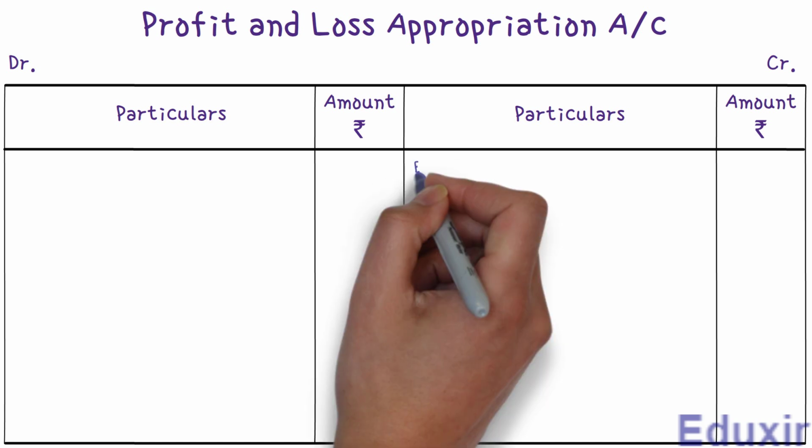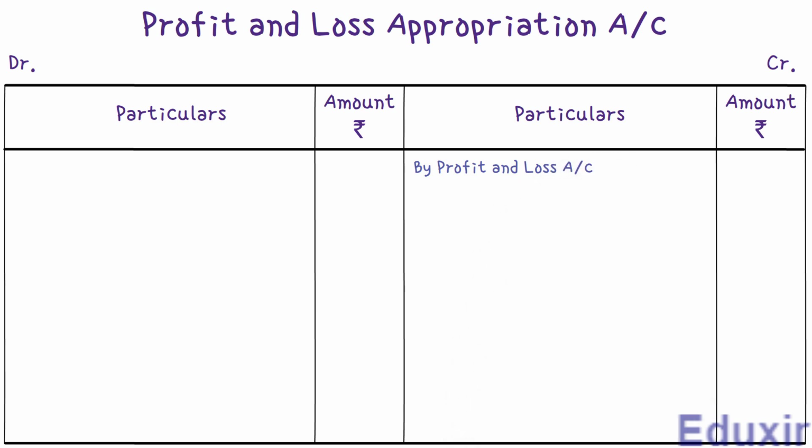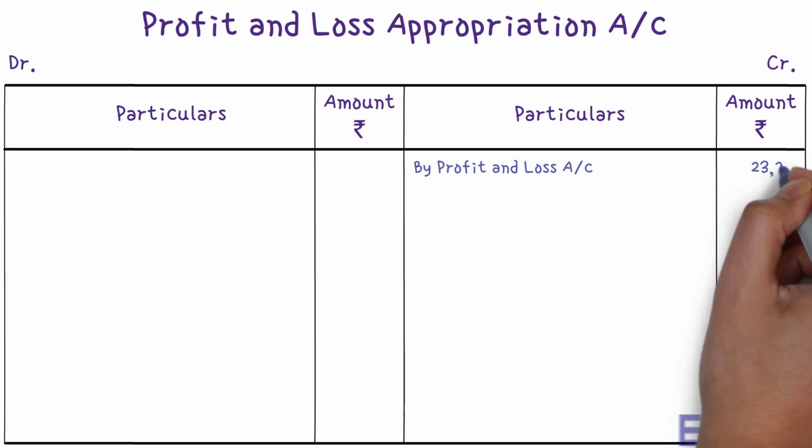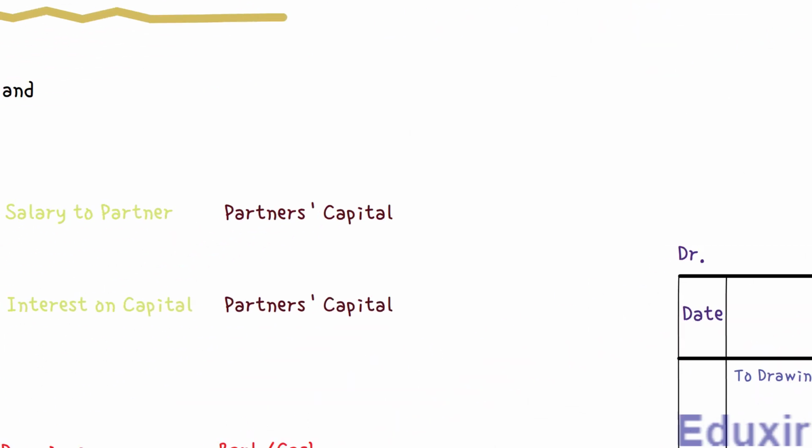Let us then write by profit and loss account in the particulars column to designate the profit transferred from the profit and loss account into the profit and loss appropriation account. Let us then write the profit amount of 23,200 rupees into the amount column. With that, we have completed the posting of the entry related to the transfer of the profit from the profit and loss account to the profit and loss appropriation account.